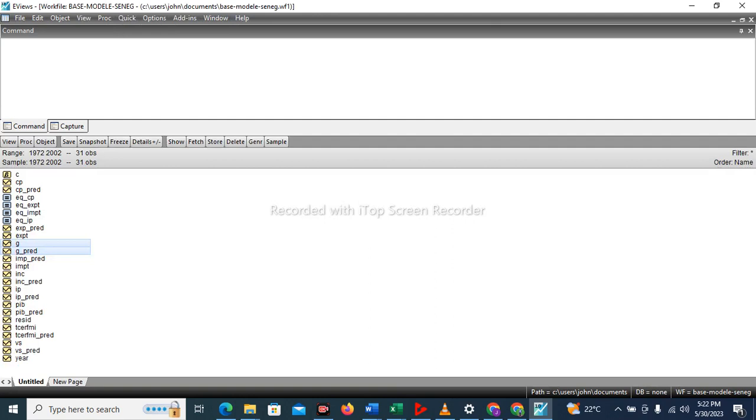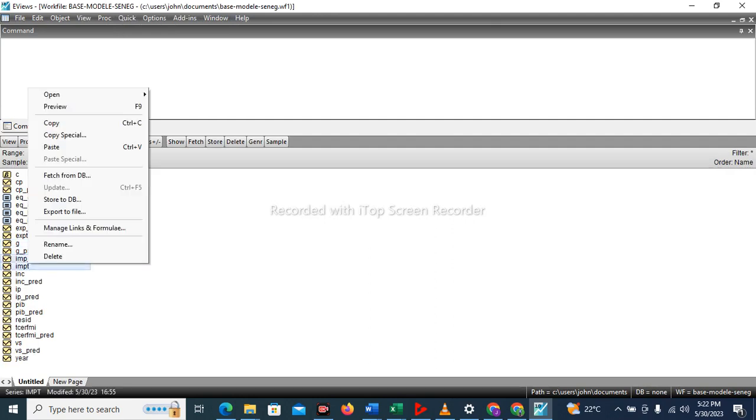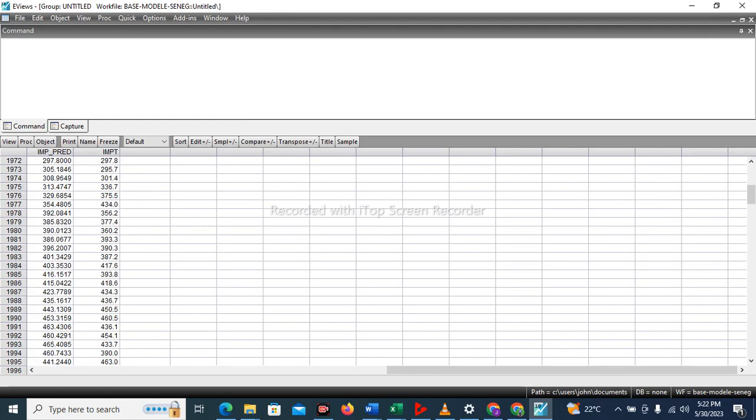Then we move to the next one, which is imports. We are looking at the imports. Then we open as a group. Then again we do the same thing. You copy the original. You copy the predicted values.